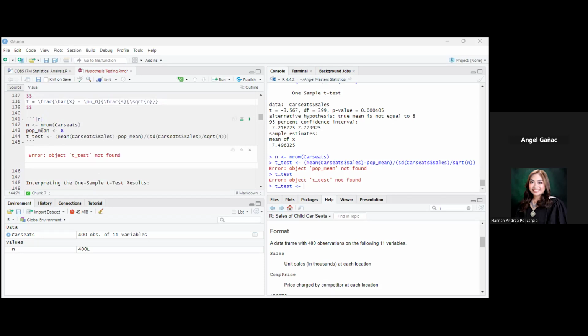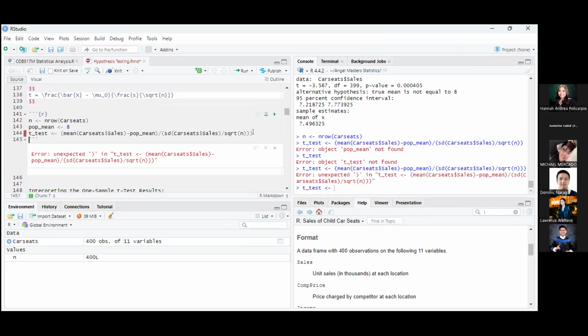Okay, so let me see. How about Angel's code? T-test not found. Let's see. Enroll, population mean, t-test. There's a missing parenthesis at the end. Put that in and run that now, Angel. Oh wait, sorry, that's too many. Mean, population is closed, then standard deviation divided by square root of n. Yeah, that's right. You now have an open and close parenthesis at the end. So kindly run that again, Angel.